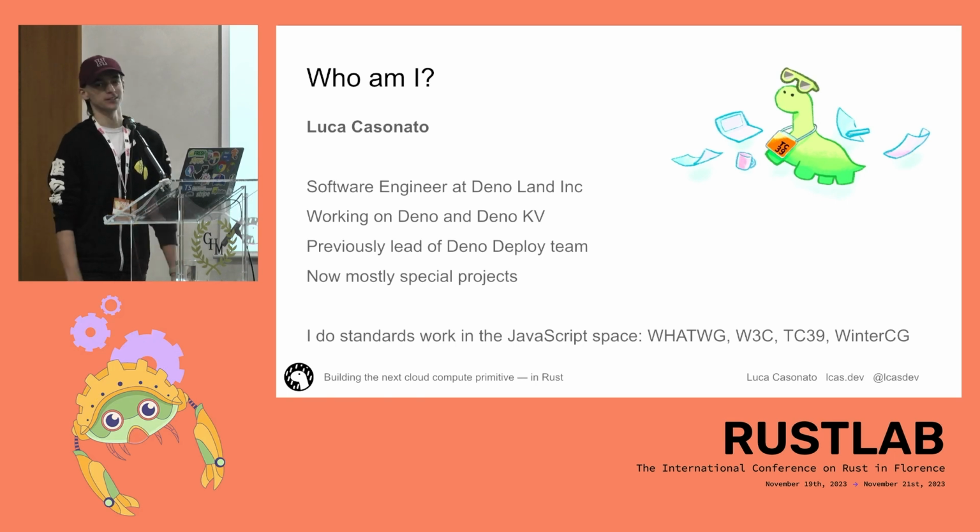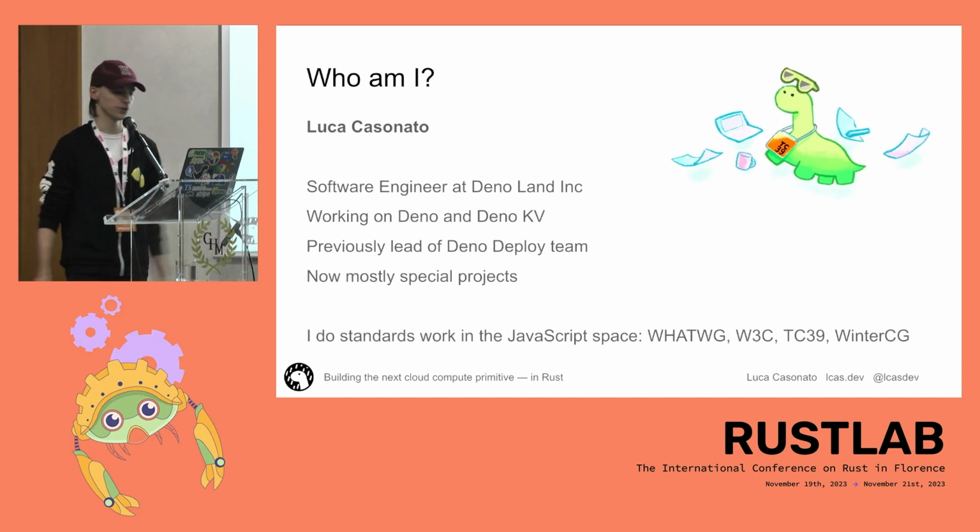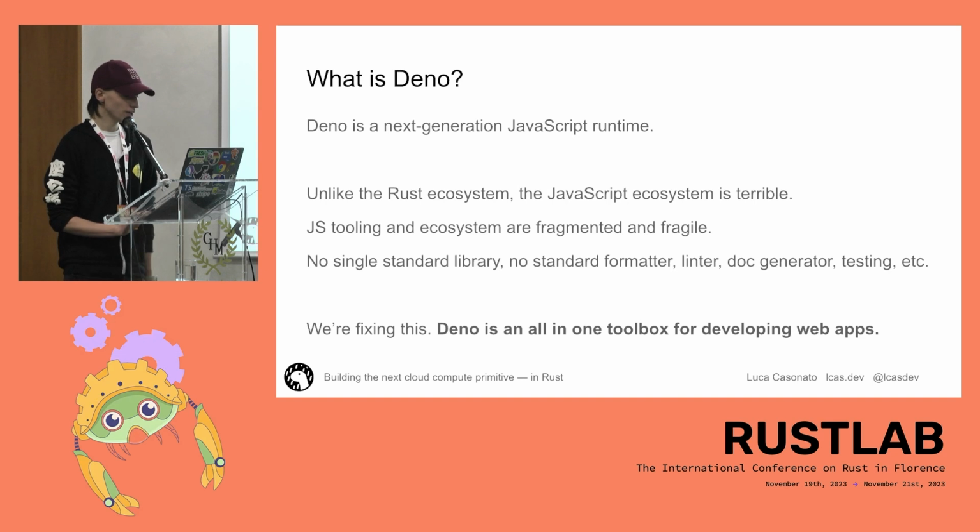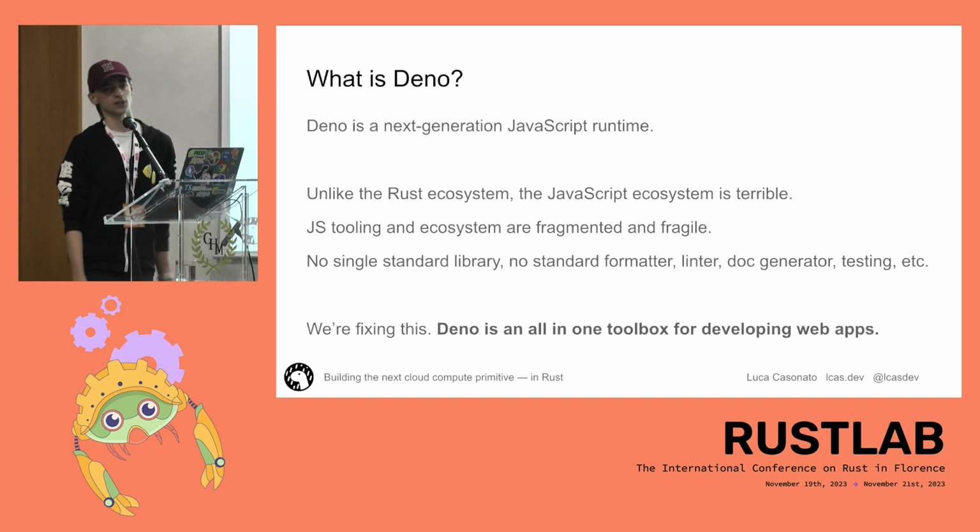I chair WinterCG, which is a community group at the W3C to make server-side JavaScript runtimes more interoperable with each other. So what is Deno? Deno is a next-generation JavaScript runtime created by the guy that originally wrote Node, because unlike the Rust ecosystem, the JavaScript ecosystem is pretty terrible.